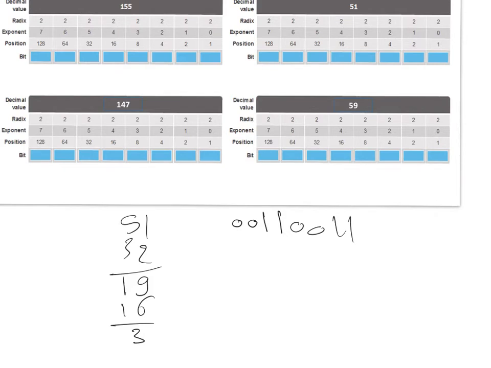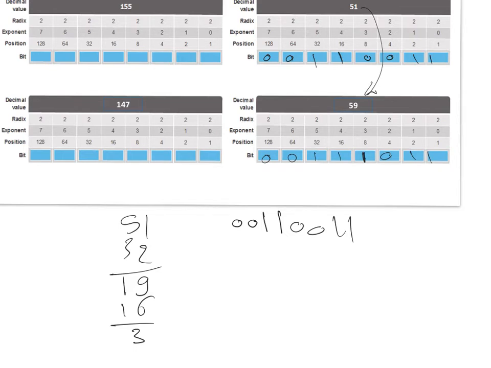So it's 0011 0011. This one is different by 8, right? So I just need to add 1 here instead of the 0. That's it. The rest will be the same.